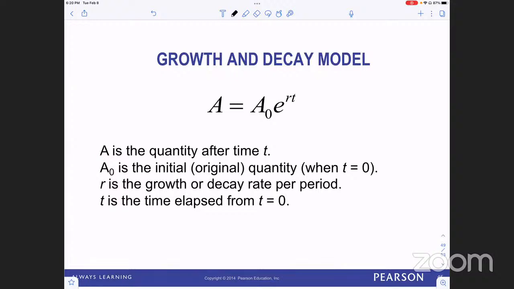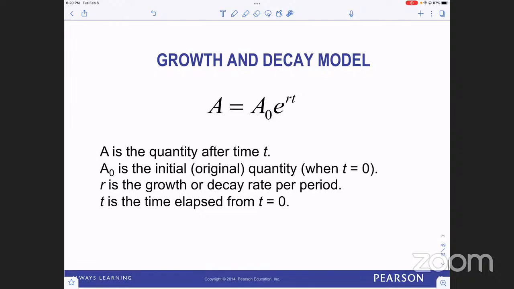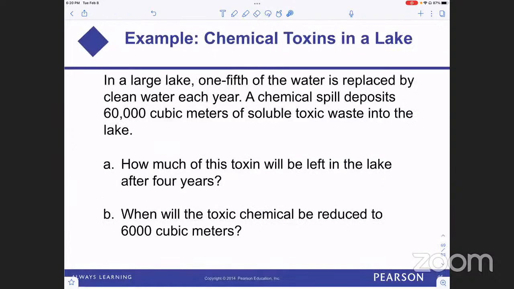And this is similar to PERT, right? So exponential growth is like PERT. A is the quantity after some time t. A naught is the initial or starting amount. R is the rate of growth or decay, and T is the time starting from time 0.